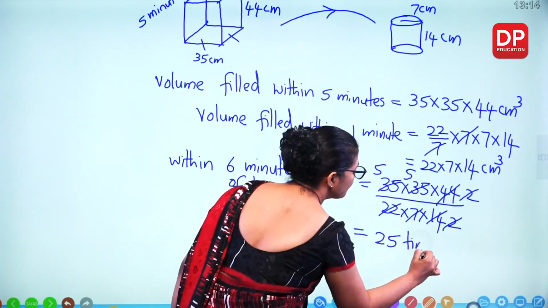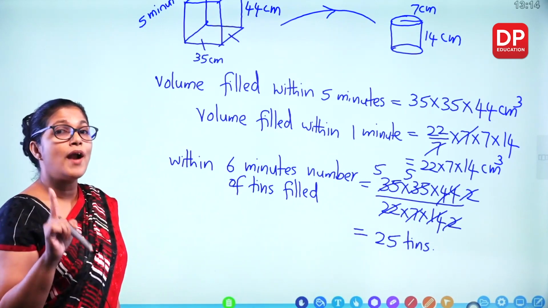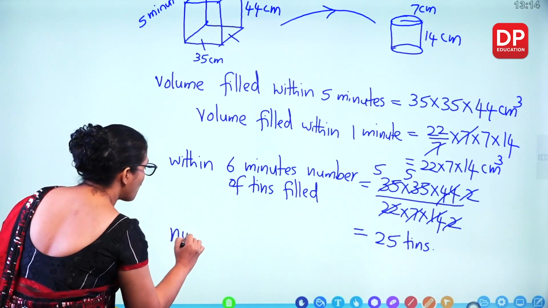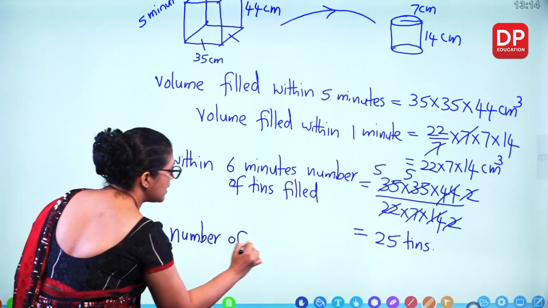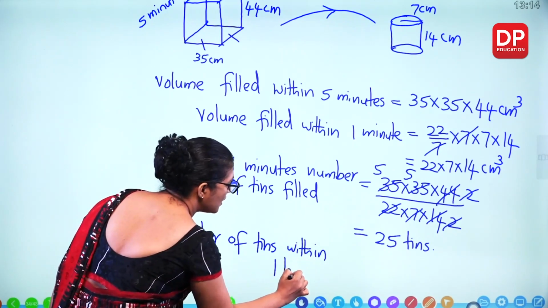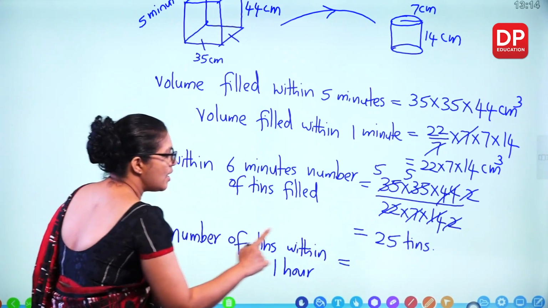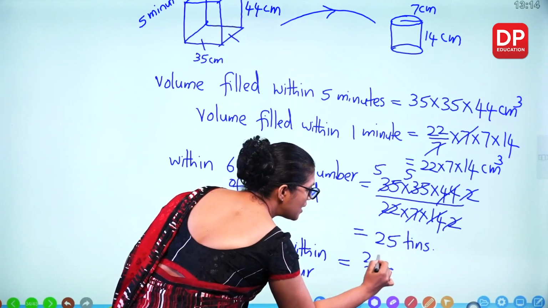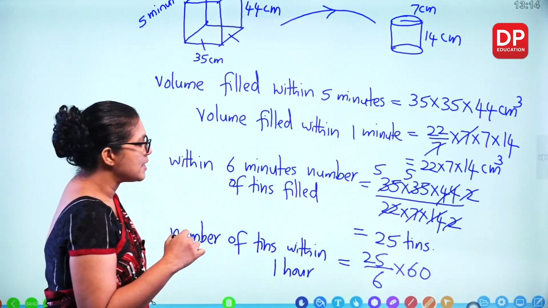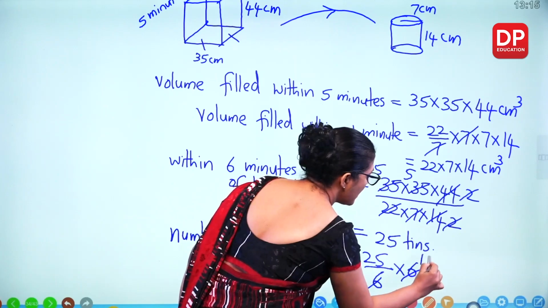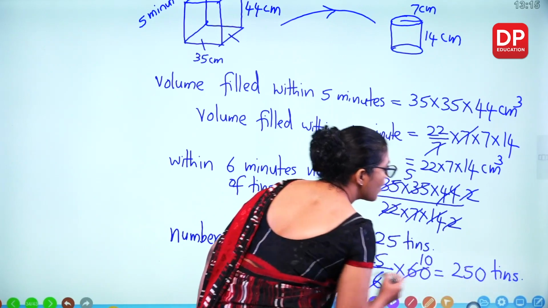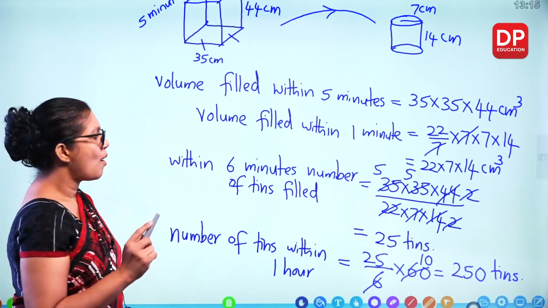25 tins. We need for 1 hour. 1 hour means 60 minutes. So number of tins within 1 hour, how do we find out? Within 6 minutes, that's 25 tins. 1 hour means 60 minutes. So multiply by 10, that's 250 tins. You can fill within 1 hour.